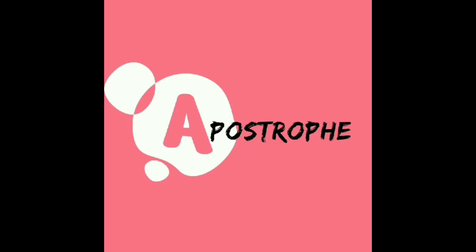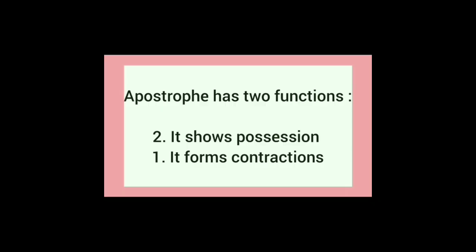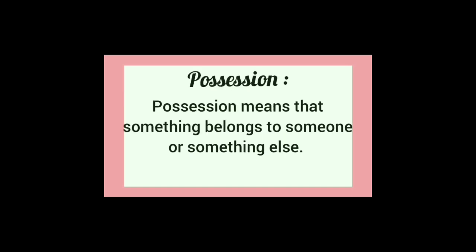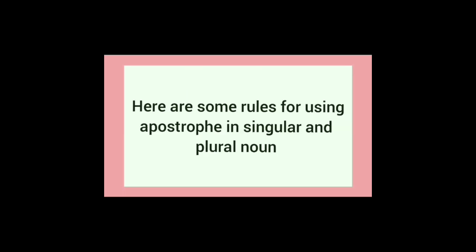Apostrophe. Apostrophe has two functions. It shows possession. It forms contractions. Possession means that something belongs to someone or something else. Here are some rules for using apostrophes in singular and plural nouns.